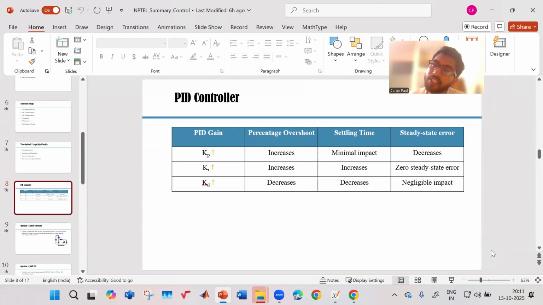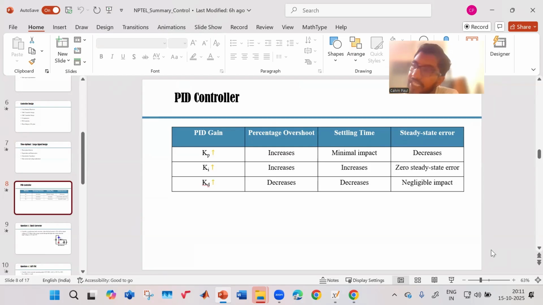Next, if you increase your KI, your percentage overshoot will increase, but you can get zero steady state error. That is the reason we use KI, an integrator. It will reduce your steady state error, it will eliminate it to zero.